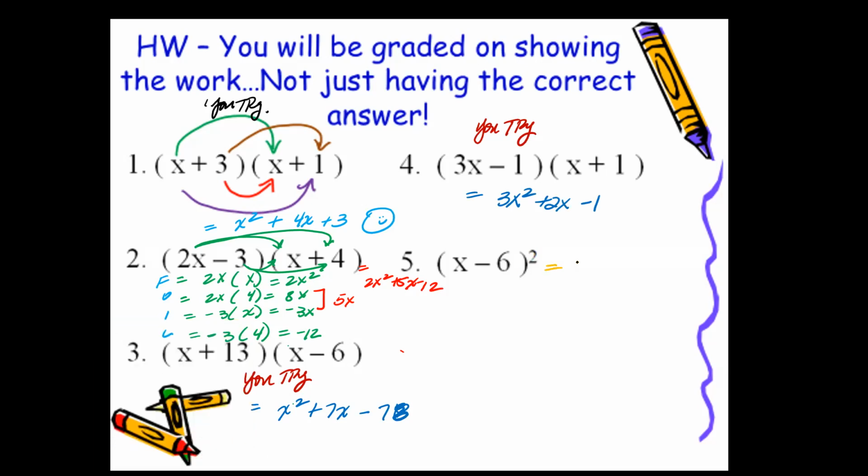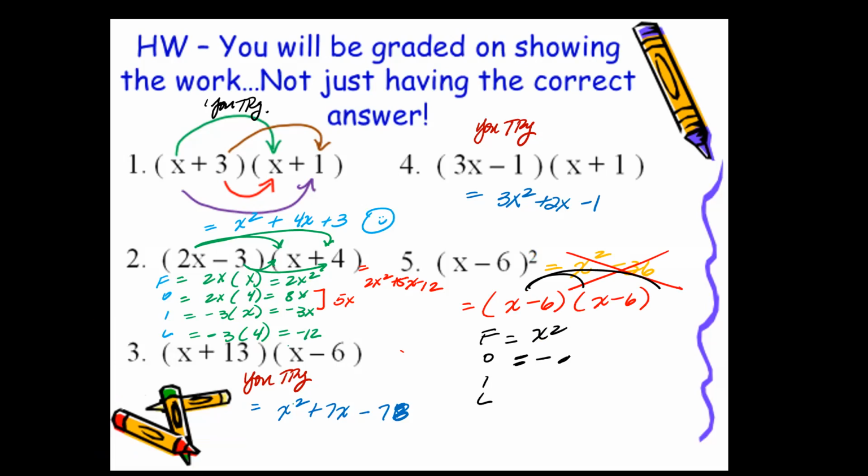For number 5, a lot of times kids will go, oh, I know this, it's just x squared minus 36. And guess what? That is not correct. You have to rewrite this as x minus 6 times x minus 6. And then after that, you have to do FOIL. So first, outer, inner, last. Combine the outer and inner and you get a negative 12x. So your answer for this one is x squared minus 12x plus 36.